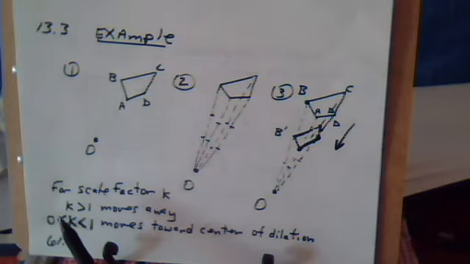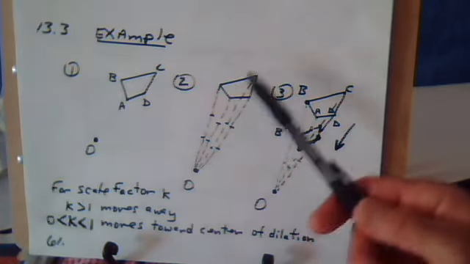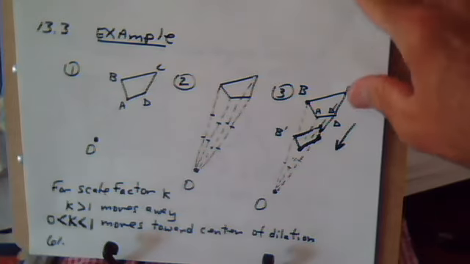Let's summarize here the scale factor. If the scale factor is k, then if the k is greater than 1, expect the points to move away from the center of dilation. And if the k, the scale factor, is between 0 and 1, expect the points to move towards, closer to the center of dilation.